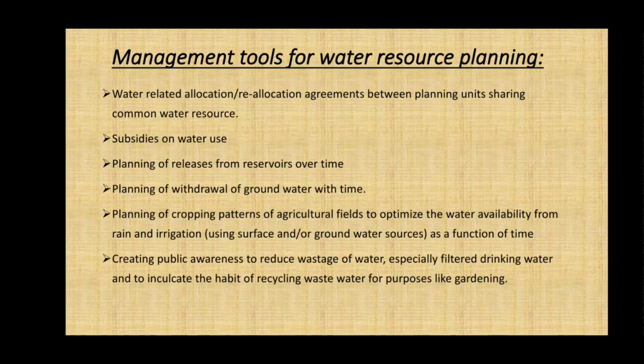Management tools for water resource planning are as follows: water-related allocation and reallocation agreements between planning units sharing common water resources, subsidies on water uses, planning of release from reservoirs over time, planning of withdrawal of groundwater with time, planning of cropping patterns of agricultural fields to optimize the water availability from rain and irrigation as a function of time, creating public awareness to reduce waste of water, especially filtered drinking water, and to inculcate the habit of recycling wastewater for purposes like gardening.